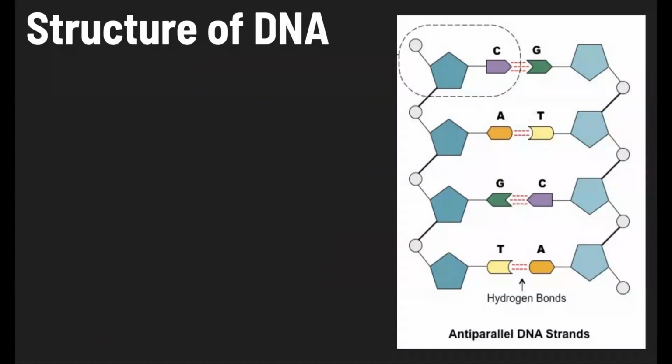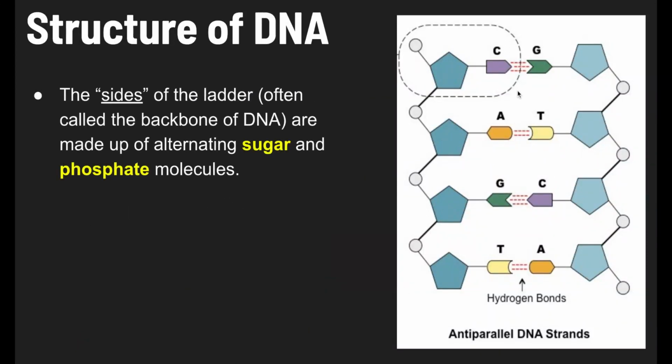Okay, now the sides. I told you about the steps of the ladder, but the sides of the ladder, usually people don't call it the sides of the ladder, they call it the backbone of DNA. So if you hear me say backbone, I'm talking about the sides of the ladder. The sides of the ladder are made up of alternating sugar and phosphate molecules. So this little circle represents the phosphate, and then here's our sugar, and it alternates. It goes phosphate, sugar, phosphate, sugar, phosphate, sugar, and so on.